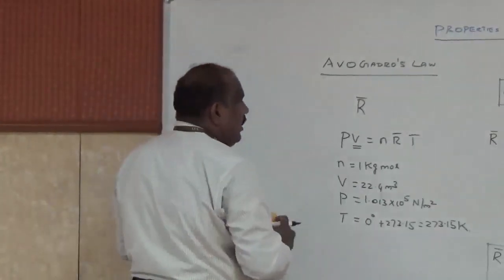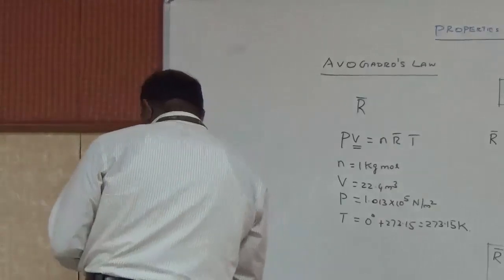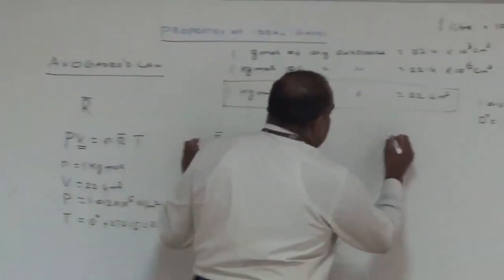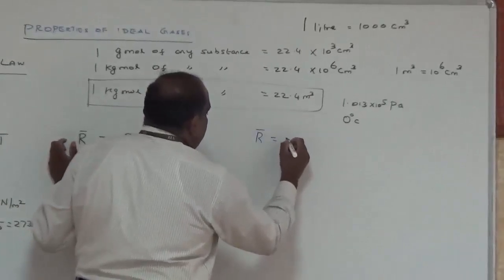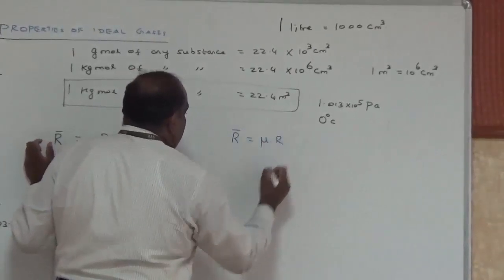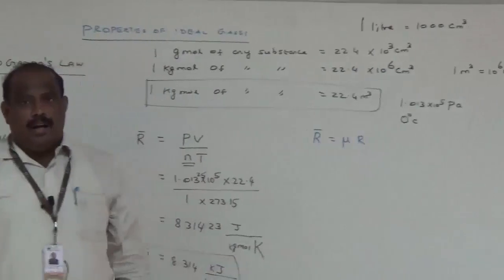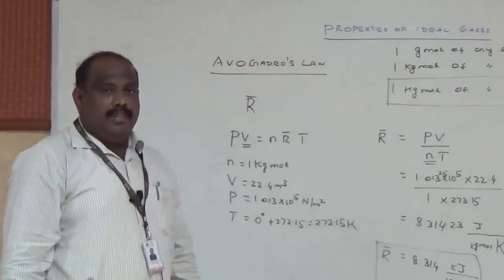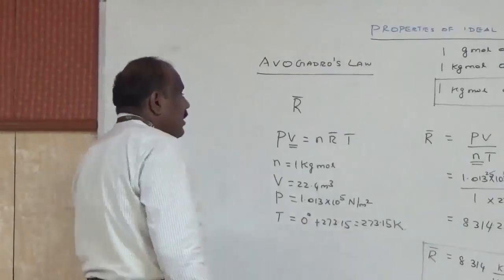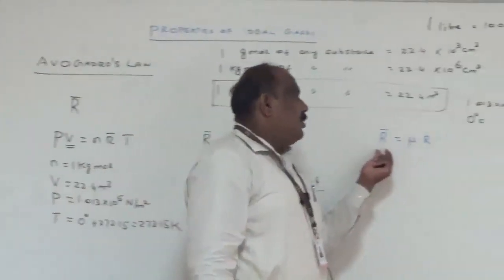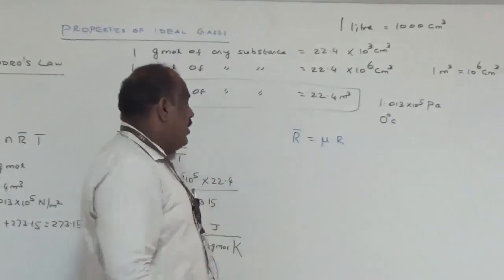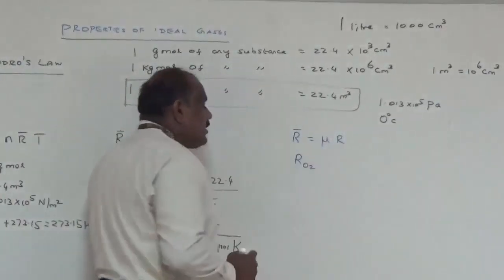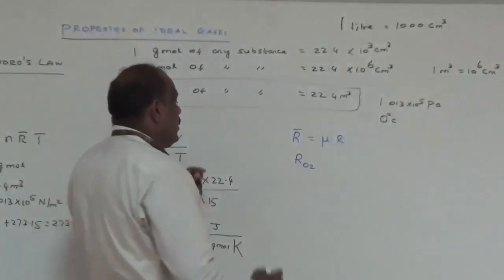Okay. And we already know that there is a relationship between R bar and R. It is nothing but R bar equal to mu into R, where R is the gas constant and mu is the molecular weight of the gas considered. Now, I know that the R bar value is going to be constant. Now I want to find, for example, R of oxygen, that is the gas constant of oxygen. Then what is the value?